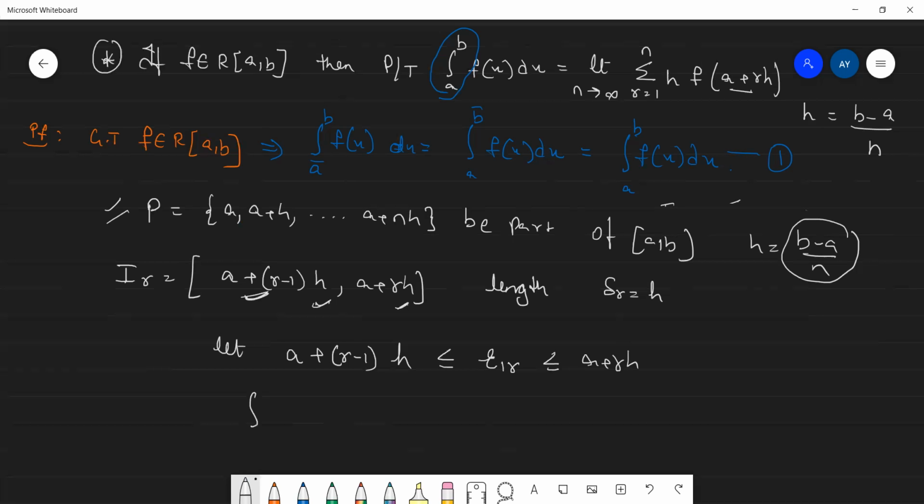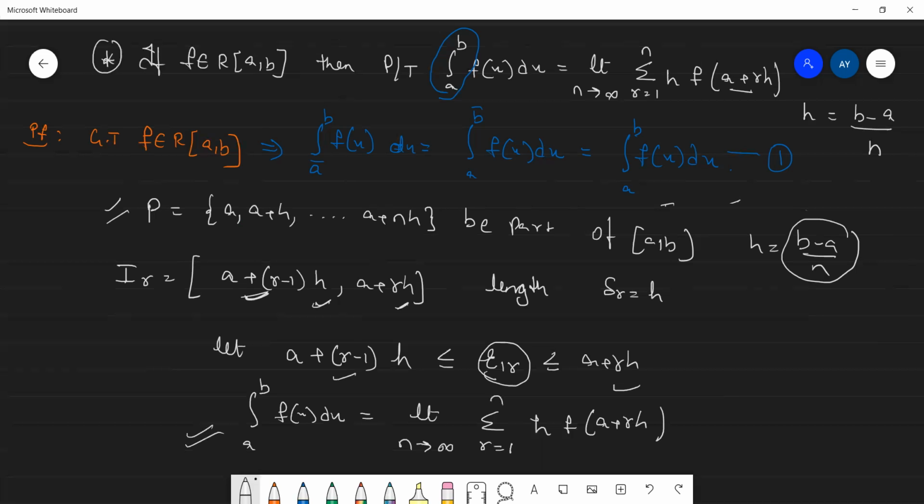Now the integral from a to b of f of x dx is equal to the limit as n tends to infinity of the summation, r equals 1 to n, of h into f of a plus rh. See, this epsilon 1r will lie between a plus (r minus 1) h and a plus rh. So that is the reason we will be getting this, that is, limit n tends to infinity summation h into f of a plus rh.